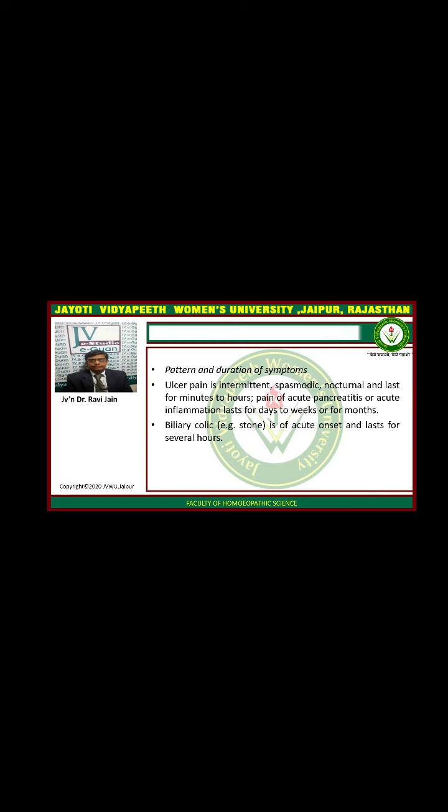Next is the pattern and duration of symptoms. The ulcer pain is intermittent, spasmodic, nocturnal, and it lasts for minutes to hours. Pain of acute pancreatitis or acute inflammation lasts for days to weeks or even months. Biliary colic, if it is due to a stone, is of acute onset and lasts for several hours.